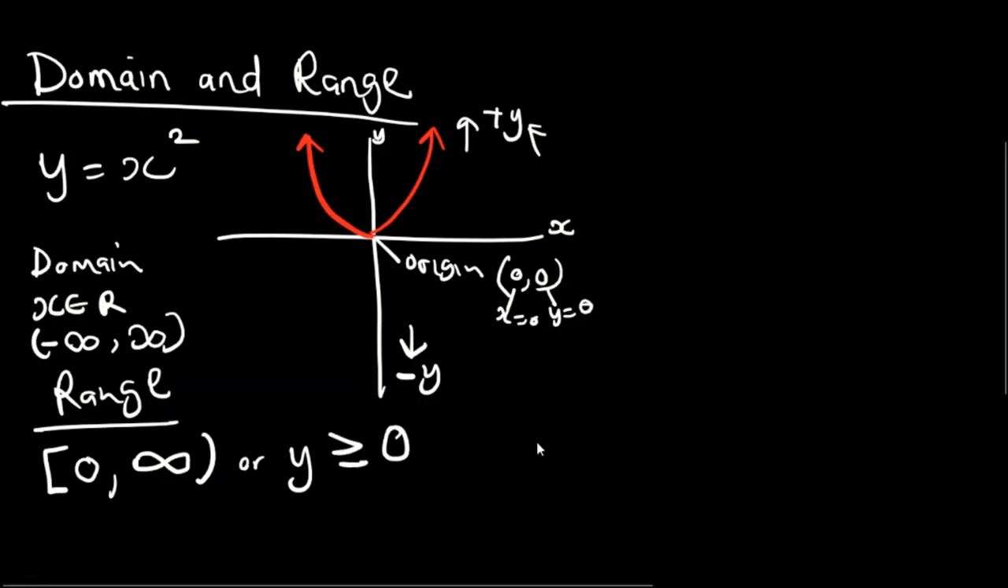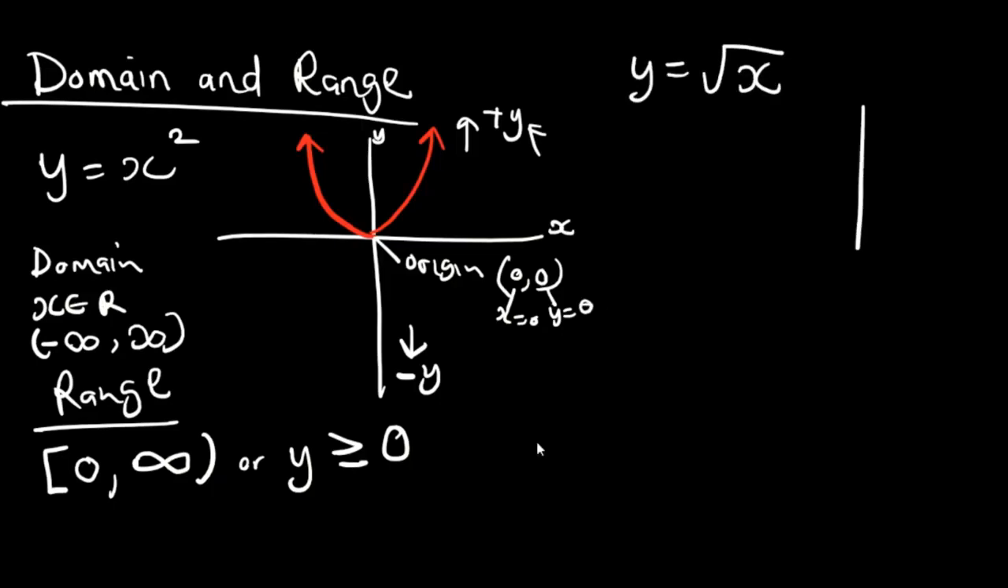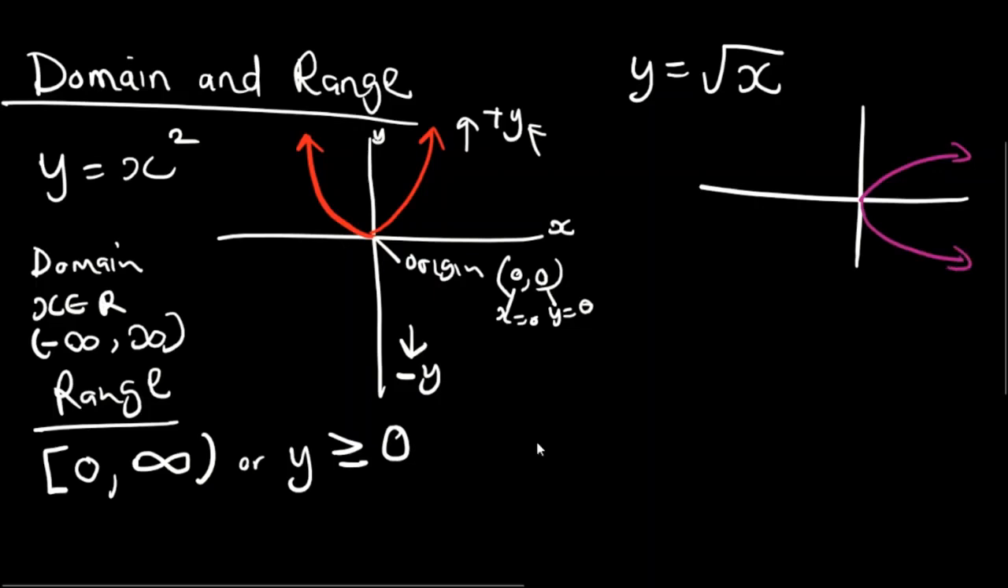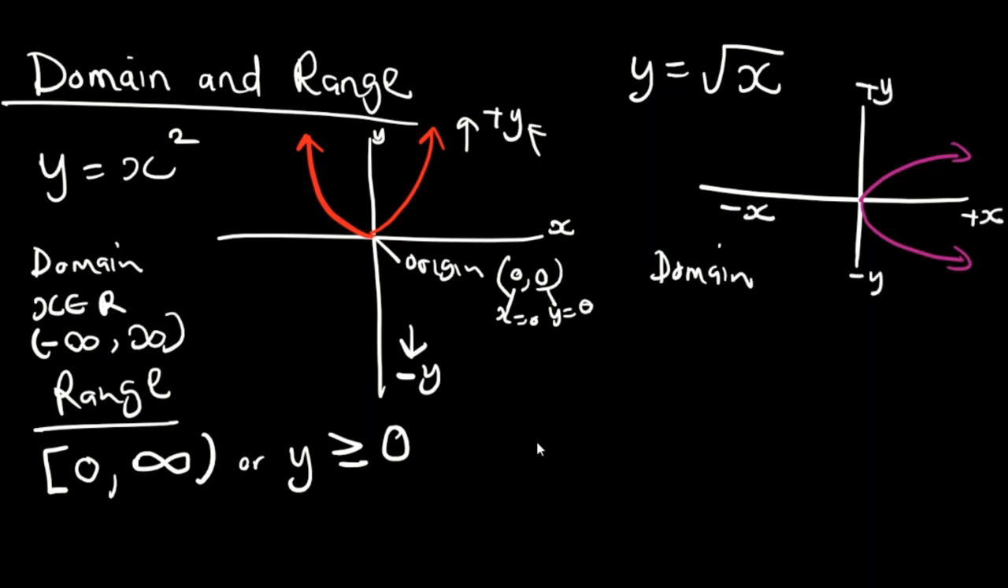Now, to find the domain and range of the inverse of this function, which is y is equal to the root of x, if we are to draw this function here, it will look something like this. So to find the domain and the range of this graph here, so the domain, if we check the x values, these are the negative x values, and these are the positive x values. These are the positive y values, negative y values.